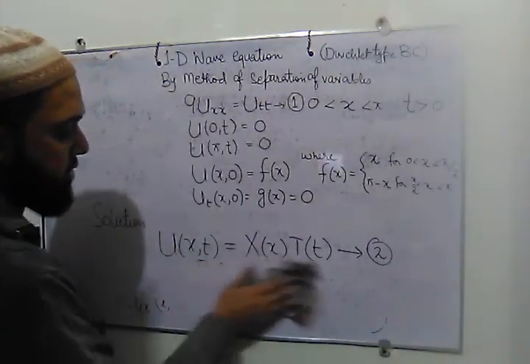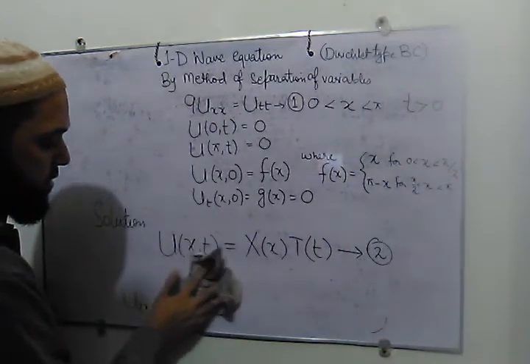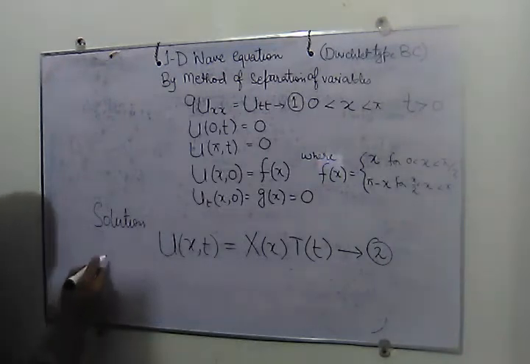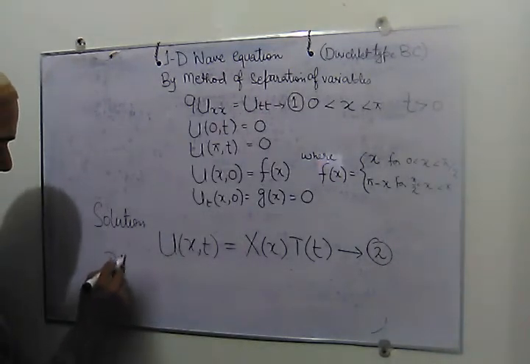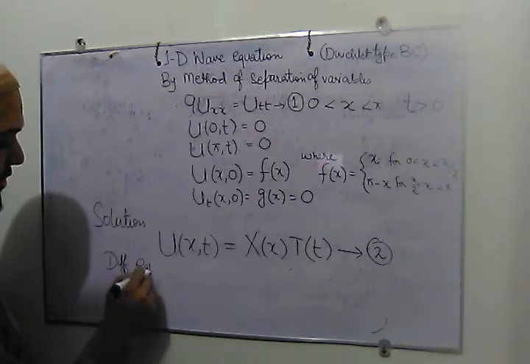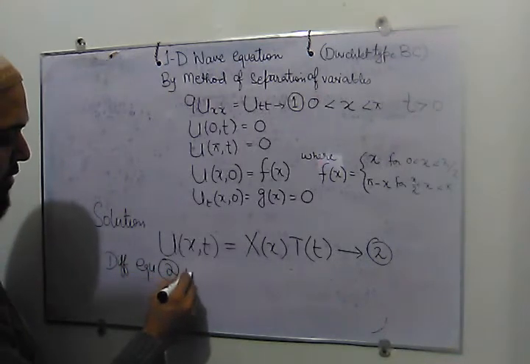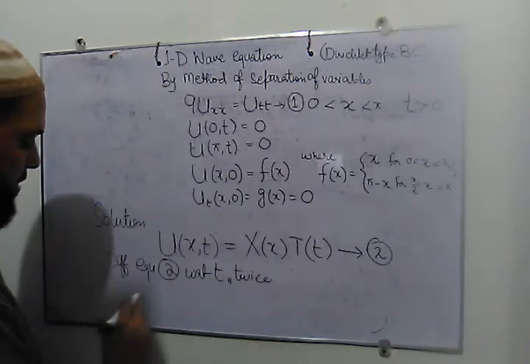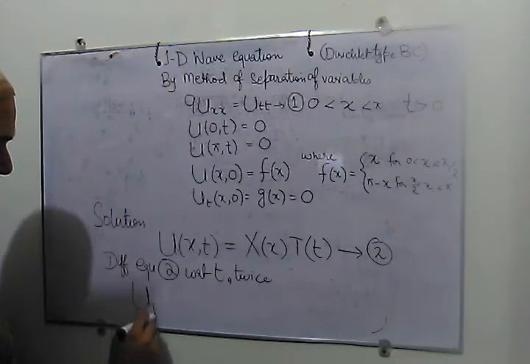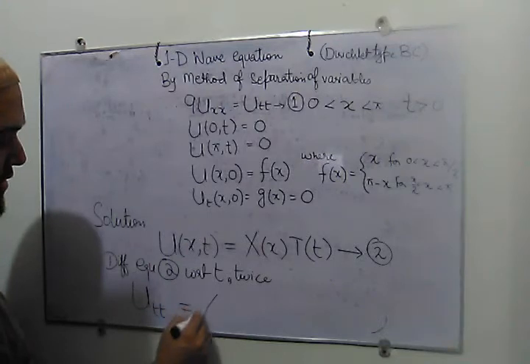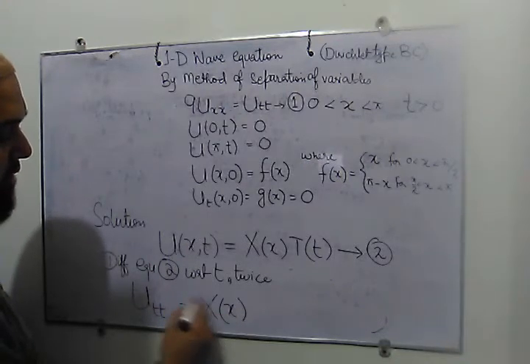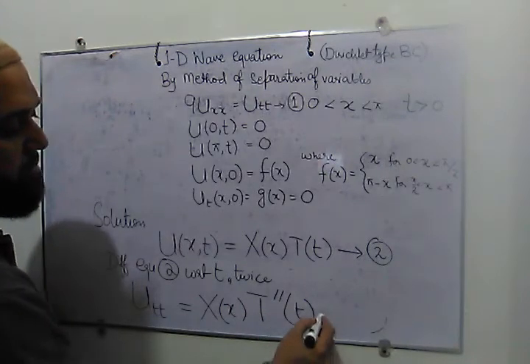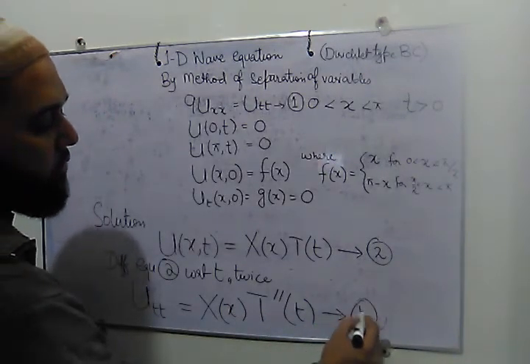Now in order to get the differentiation with respect to t, we differentiate equation 2 with respect to t twice, and by a similar procedure we get u_tt equal to X of x, and this time X is considered as constant, so we get T double prime of t, and we call it equation number b.